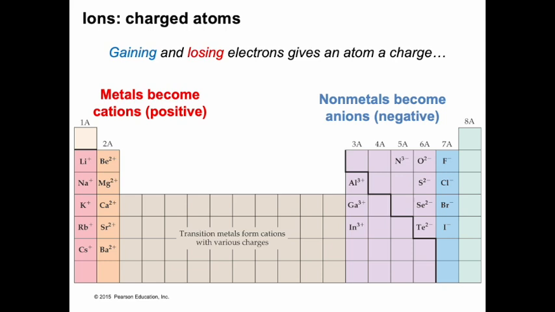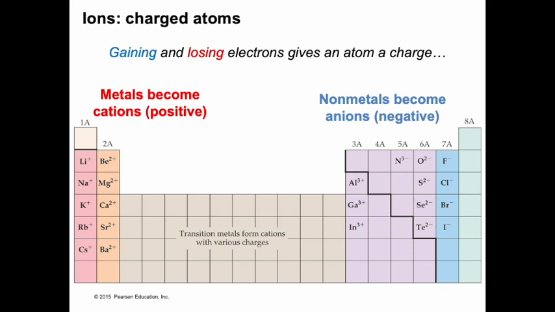And this tells us what charge each element is going to have, just based on where it is in the periodic table. All of the elements in the alkali column, they all have one electron to lose. Losing one electron gives you a +1 charge. So all the elements in column 1A are going to be +1 ions.